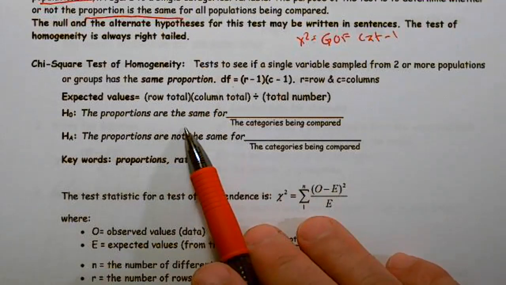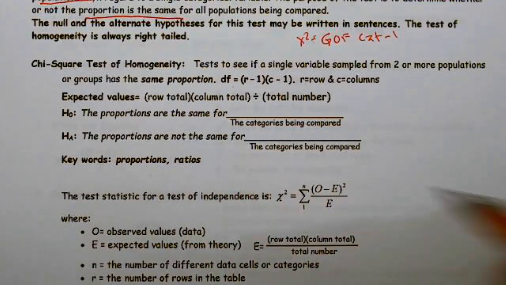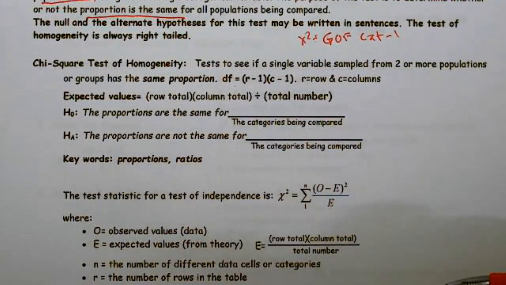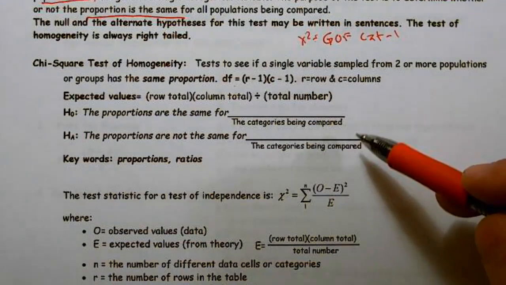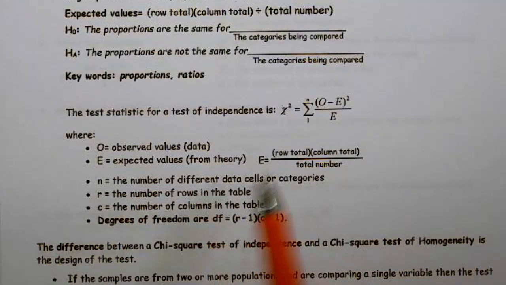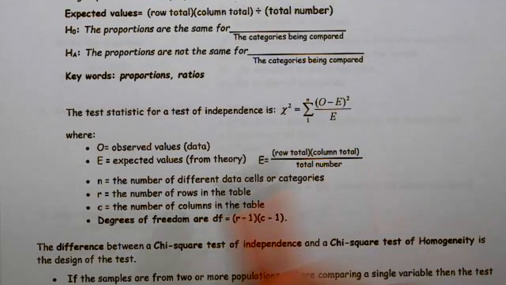Our null and alternative hypothesis are going to be phrased like this: the proportions are the same for whatever it is we're looking for, or the proportions are not the same. Keywords: proportions, or ratios. And by the way, you don't need to say whether it's a chi-square test of homogeneity. You can just write the formula, and you're good to go. The only problem that you might run into is in the null and alternative, and I'll try to give you some help with that. Once again, it's still the same formula, observed minus expected squared divided by expected.